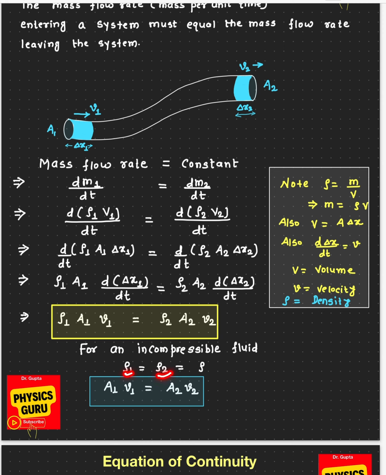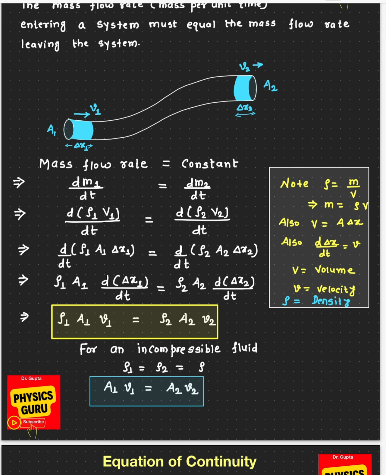So rho 1 and rho 2 remain constant, because we're assuming the density is not changing, or it is an incompressible liquid. So we now get the equation A1 V1 is equal to A2 V2. Remember, A1 V1 is equal to A2 V2. What does this mean? If the cross-section area A2 increases, then V2 must go down. Or if A2 is smaller, then V2 must be faster. That means the fluid must move faster where the cross-sectional area is smaller.